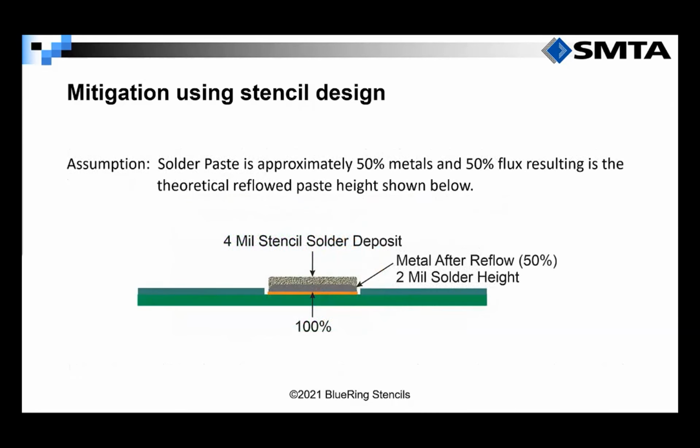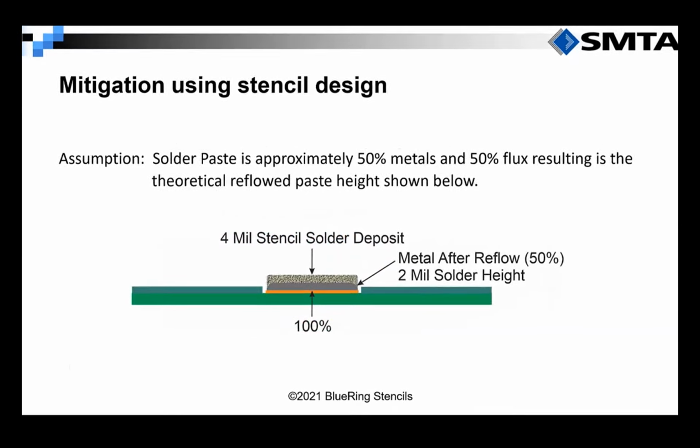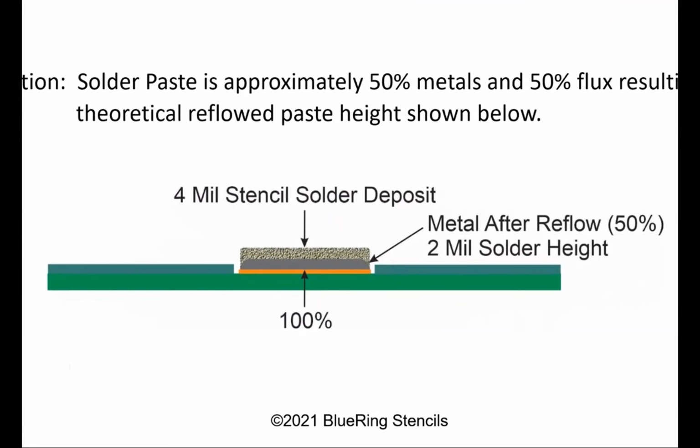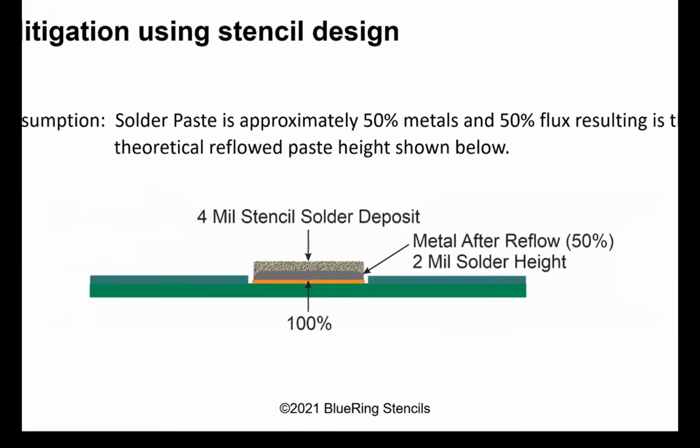Now let's talk about the actual solder paste deposit. It's widely agreed on that solder paste is approximately 50% metals and 50% flux. So after reflow, the solder deposit height will be roughly half the solder paste deposit height, as shown here. So you can see I've shown a 4 mil solder paste deposit, and the metal height after reflow will be approximately 2 mils.